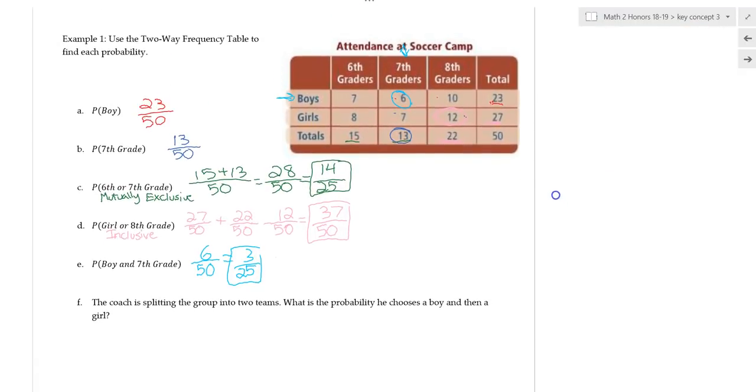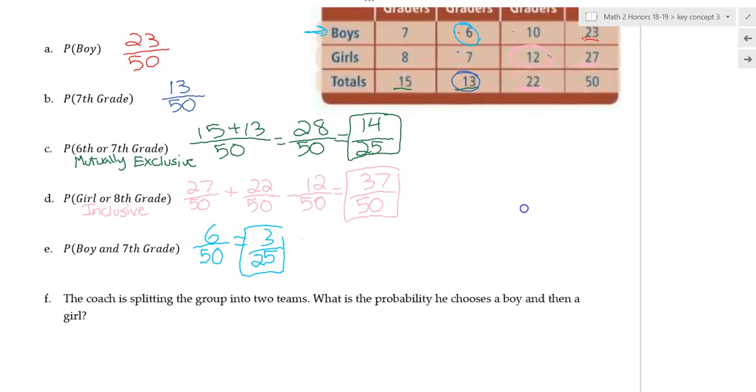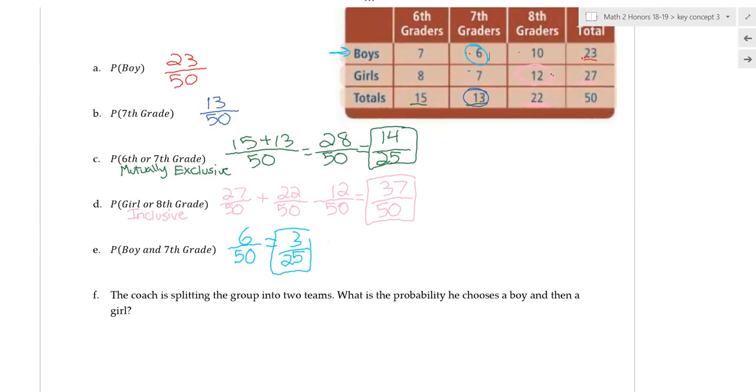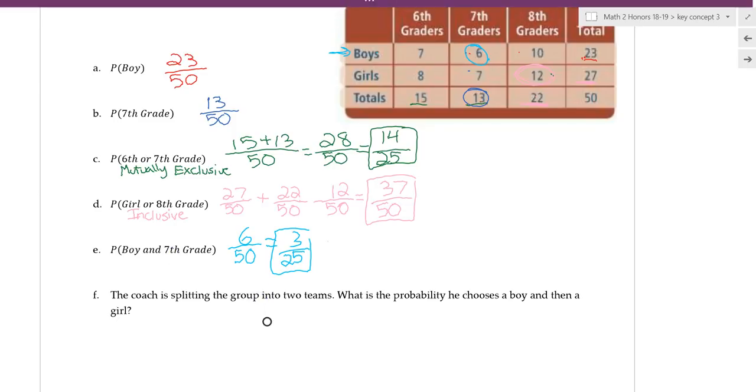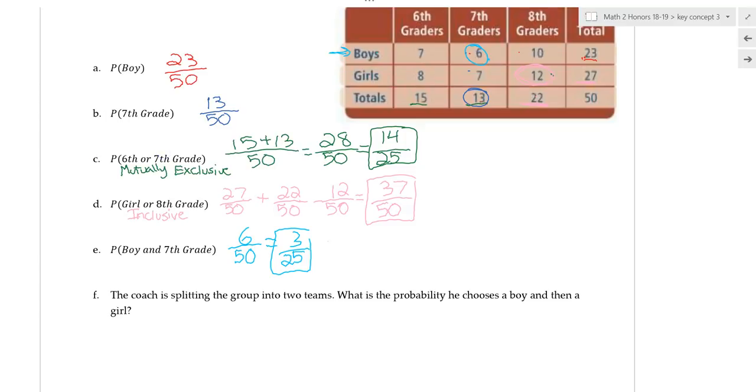So now, this is a little bit different. The coach is splitting the group into 2 teams. What's the probability he chooses a boy and then a girl? So here I was making one choice, and I wanted it to be both of these things. Here I'm doing one and then the other. This is dependent. If I'm making teams, I'm not going to send the person back to be chosen again. Once you're on the team, you're on the team.